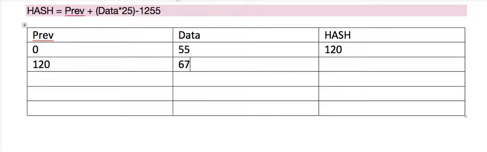Let's try 67 as the data. Go through there, they do the calculation. Get a number like that. This hash becomes the previous hash. So we've got the elements here of a blockchain. We have the previous hash, the data, and a hash. And we can think of the hash as the identifier.